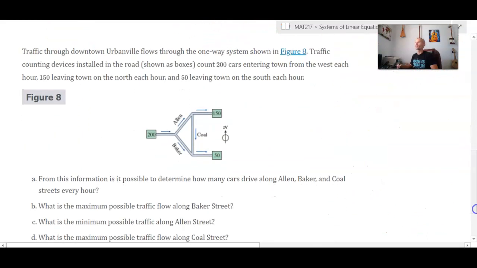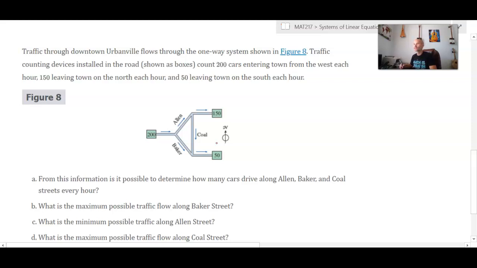Right, let's take a look at one more example here. Here we have traffic through downtown Urbanville, flows through the one-way system in figure 8. Okay, there's our figure 8. Traffic counting devices installed in the road, shown as boxes, count 200 cars entering town from the west each hour, 150 leaving town on the north each hour, and 50 leaving town on the south each hour. So we have just sort of this really small town, it looks like. And so there's one way in, but two ways out. So 200 people come in, 200 people leave, as we can see.